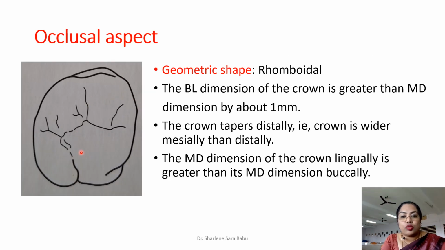Let us move to the occlusal aspect. The geometrical shape is rhomboidal. The buccolingual measurement of the crown is greater than the mesiodistal diameter by 1 mm. And the crown tapers distally, that is, the crown is wider mesially than distally. The mesiodistal dimension of the crown lingually is greater than the mesiodistal dimension of the crown buccally.